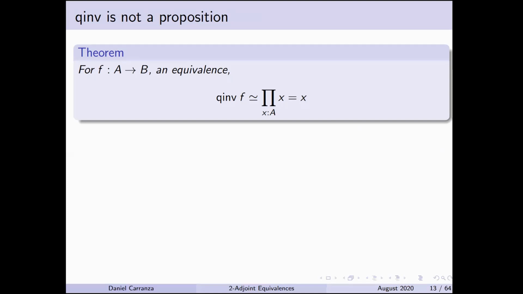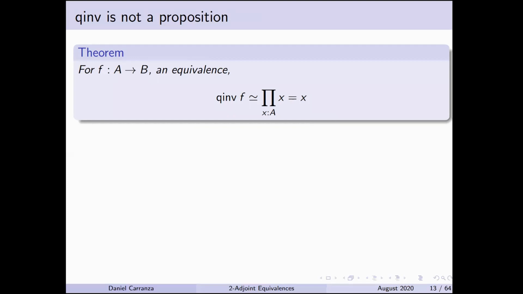But in order to prove that quasi-inverses are not propositions, one thing I should say, by the way, is that if anyone has any questions, feel free to speak up and interrupt me. But I'm going to show this equivalence. I'm going to show that quasi-inverses are not propositions by showing this equivalence.